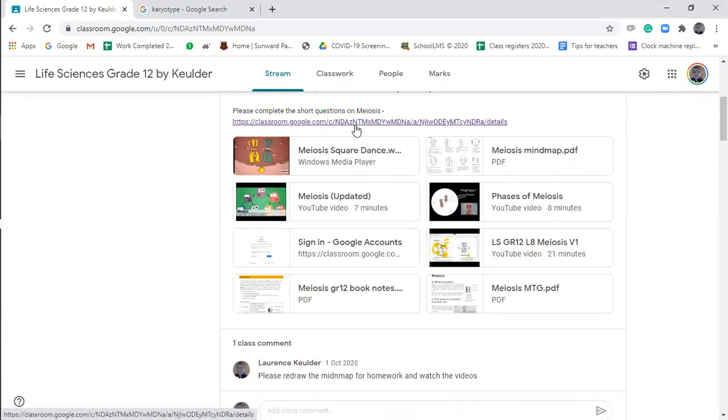That's an electronic task. And then in the meiosis grade 12 book notes, there's lots of questions. I want you to go through and try to complete those questions so that we can discuss those specific questions in tomorrow's lesson. Those are all from past papers, so we can focus specifically on the interpretation of meiosis. And once you start working with it, it just becomes easier and easier.